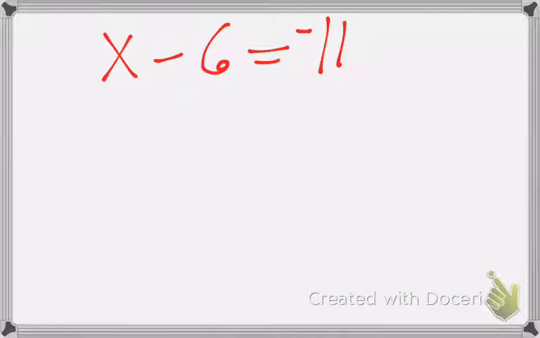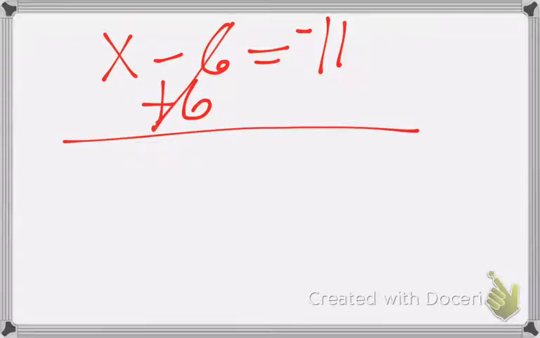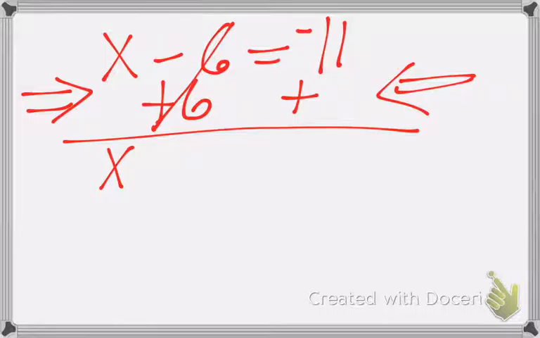So I'm going to cancel out this minus 6 with the inverse, which is a plus 6. Going to leave the x by itself. Again, if I add 6 to this side, I've got to add 6 to this side in order to keep it balanced. So x is equal to negative 5.